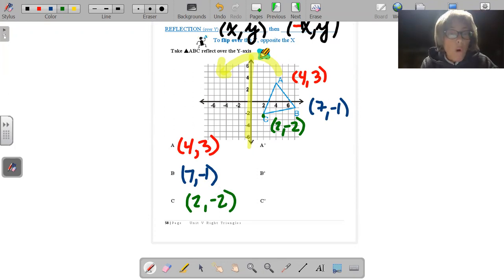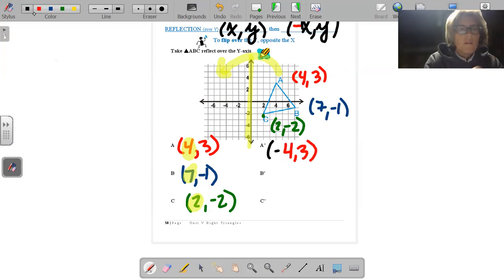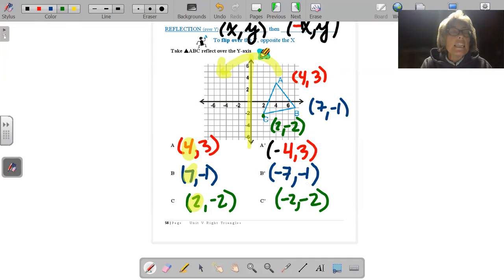So to flip over the y, you opposite the x coordinate. So this simply becomes -4, 3, -7, -1, and -2, -2. If your number is negative to begin with, of course, it then simply becomes positive. So let's graph.